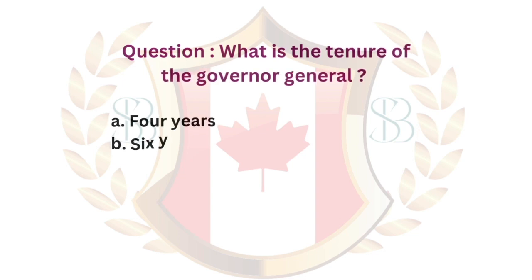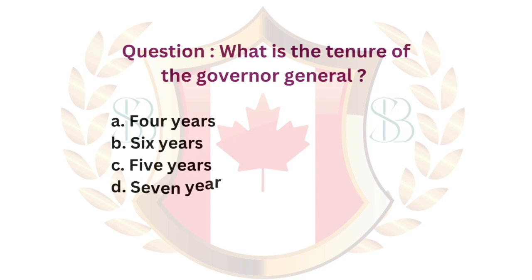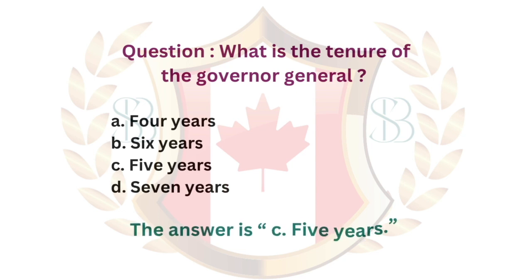Question. What is the tenure of the Governor-General? A. 4 years. B. 6 years. C. 5 years. D. 7 years. The answer is C. 5 years.